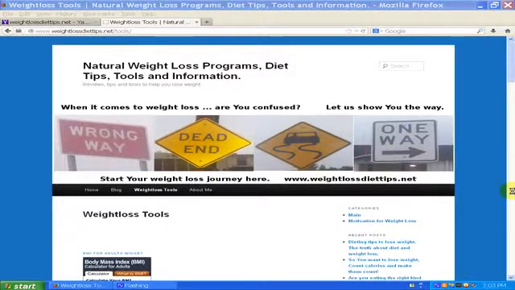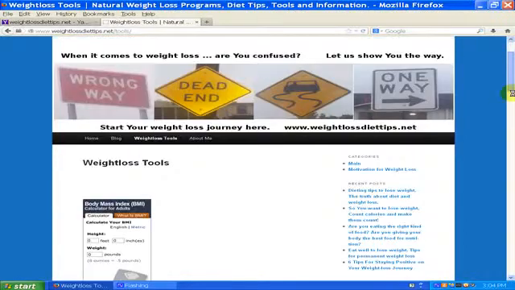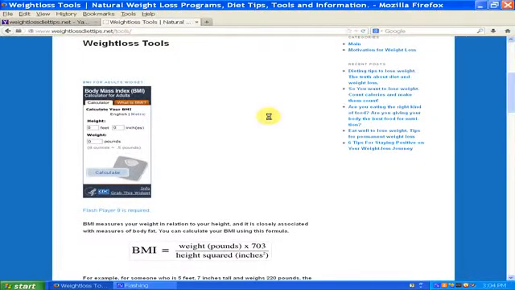At this point you should have a better understanding of what the body mass index is. Without any further ado, we're here at the website now, weightlossdiettips.net/tools, on our tools page. If you landed on the home page, just go to the menu and click on weight loss tools, and it'll bring you to this page. Now I'll bring us down to the calculator.